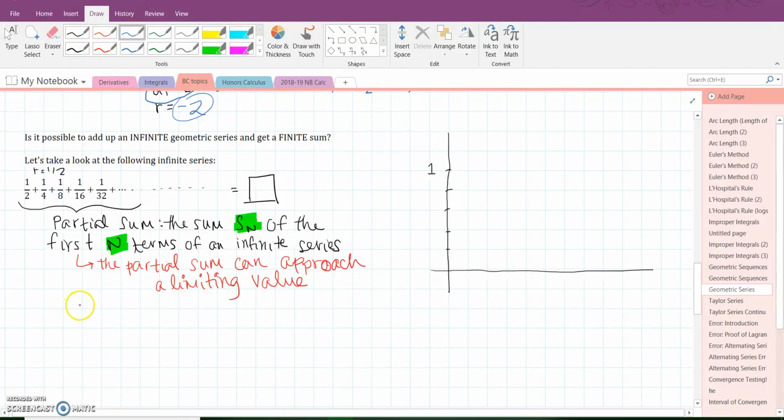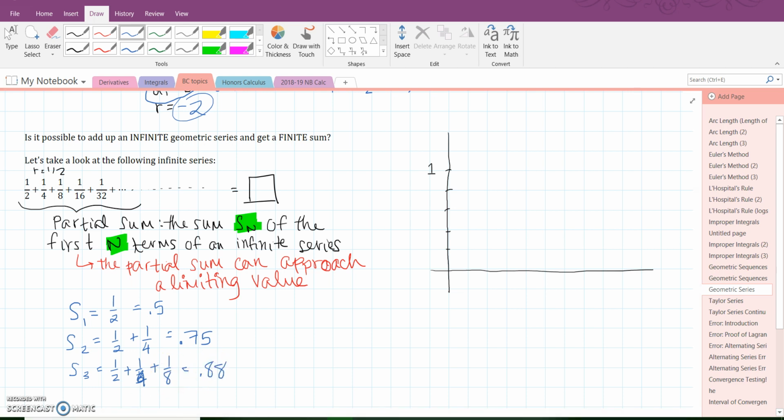So for example, let me find some partial sums here. S sub 1 is the partial sum of the first 1 term, so 1/2. S sub 2 is the partial sum of the first 2 terms. 1/2 plus 1/4 is 0.75. Let's do decimals because it's easier to see what's actually going on here. S sub 3 is the partial sum of the first 3 terms. When you add those up, 0.88.